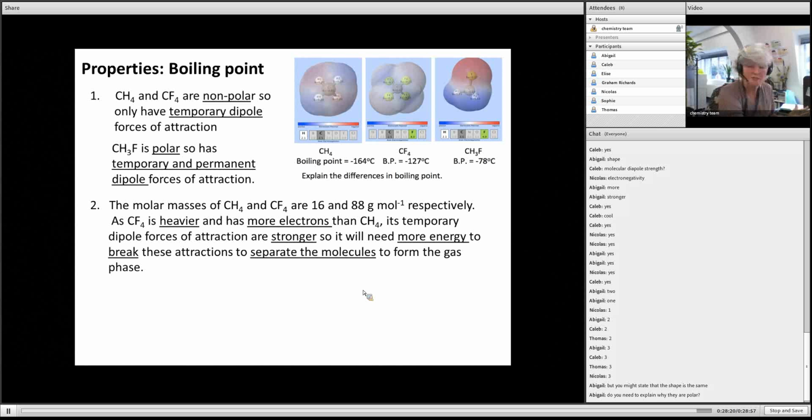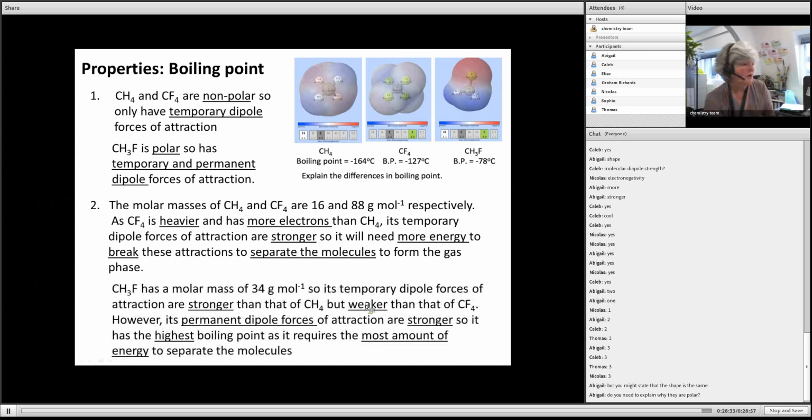There's often a question about shape. Then there's often a question where they give you the Lewis structure and they ask you if it's polar or not, just in case you muck up the Lewis structure, so they give it to you. And then there's a question about boiling point or solubility. Okay, and then you talk about this polar molecule having the stronger permanent dipole force of attraction, and also that its temporary dipole forces of attraction are also stronger because it's heavier, but it's weaker than that of CF4 because it's lighter. Okay, so we'll stop there.